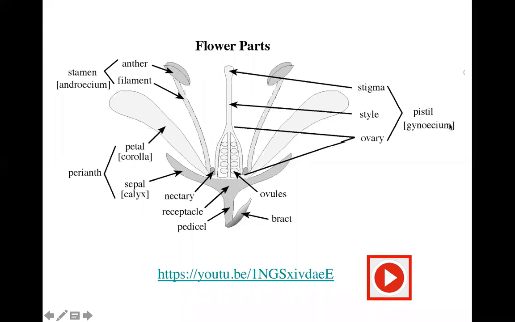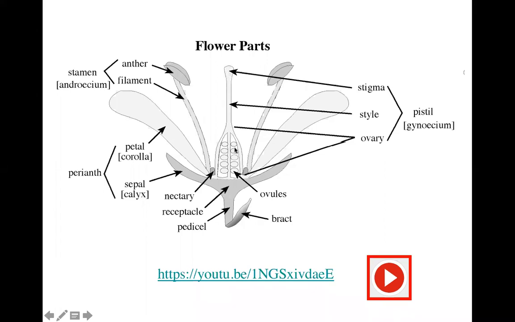This is the female reproductive structure. The pistil consists of the ovary. The ovary contains the ovules. The ovary develops into a mature fruit, and the ovules develop into seeds. The stalk of the pistil is referred to as the style, and the tip of the pistil is referred to as the stigma. And this is the receptive surface that pollen lands on, that pollen tubes will grow down to fertilize individual ovules.